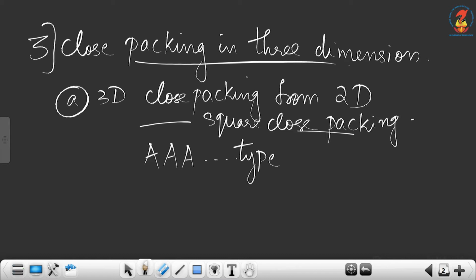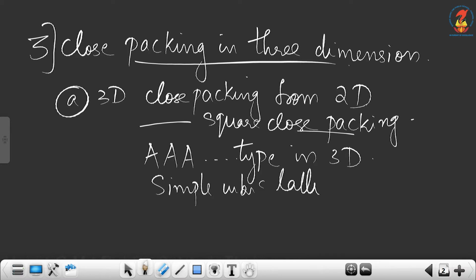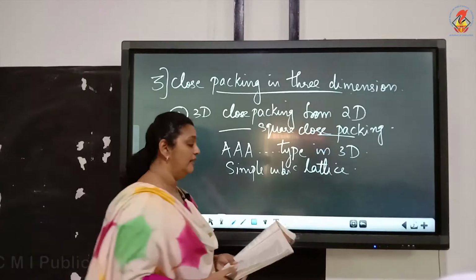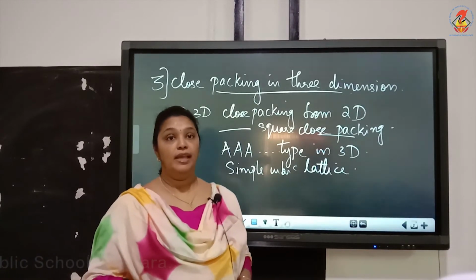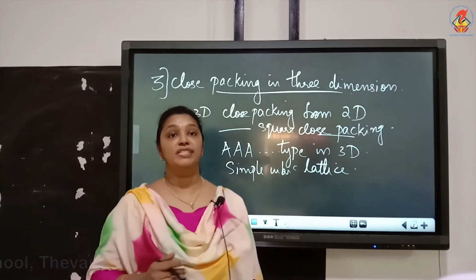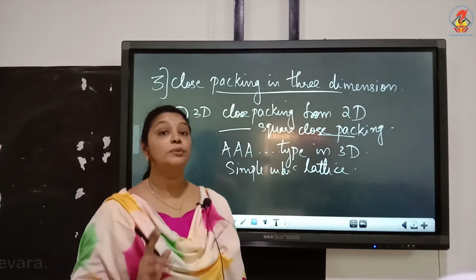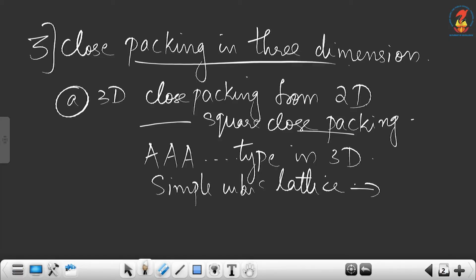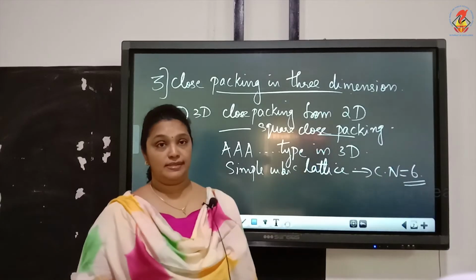AAA type of arrangement in 3-dimensional close packing. Okay, and in 3-dimensional close packing, the lattice generated is simple cubic lattice, and its unit cell is primitive unit cell, and the coordination number of a simple cubic lattice is equal to 6. So, simple cubic lattice, the coordination number is equal to 6.